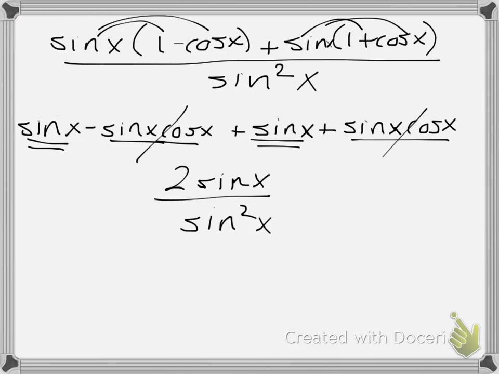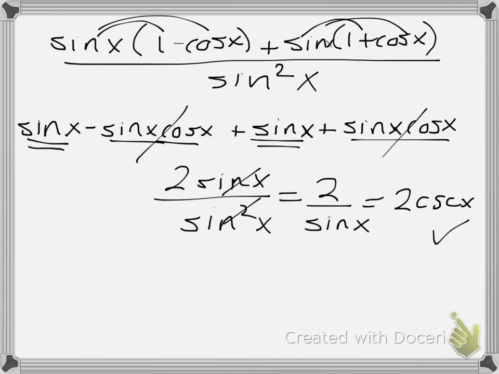I can reduce. I have essentially 2 sines in the denominator, 1 in the numerator. I can cancel 1, and I'm left with 2 over sine of x, which by definition is the same as 2 cosecant of x, which is what I wanted.